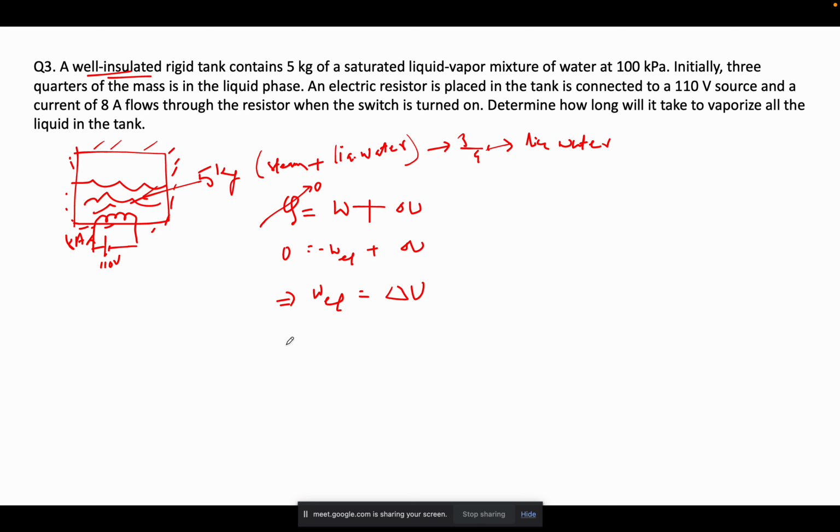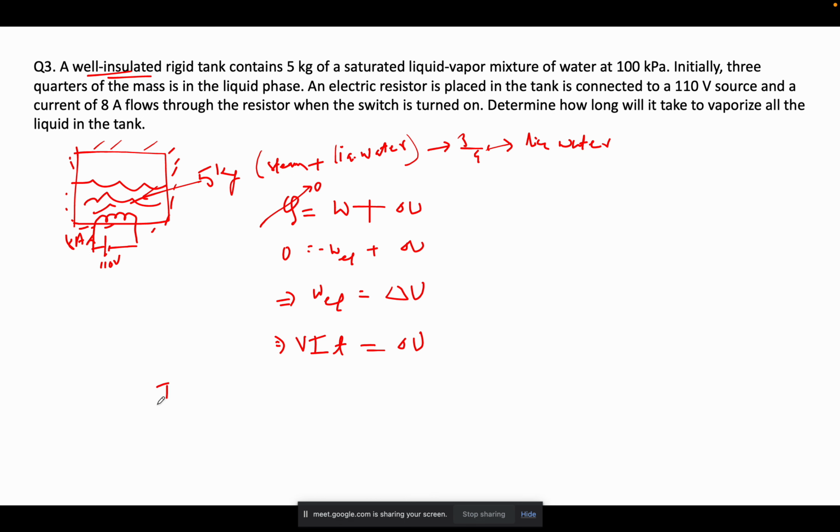Now for calculation of electrical work, we know one formula, that is V into I into T, and that is your delta U. Now we know V, we know I, we just have to calculate T. For doing that, we need to know what is the delta U. So we have to know the initial state of the steam and the final state of the steam. That means we have to calculate U2 and U1.